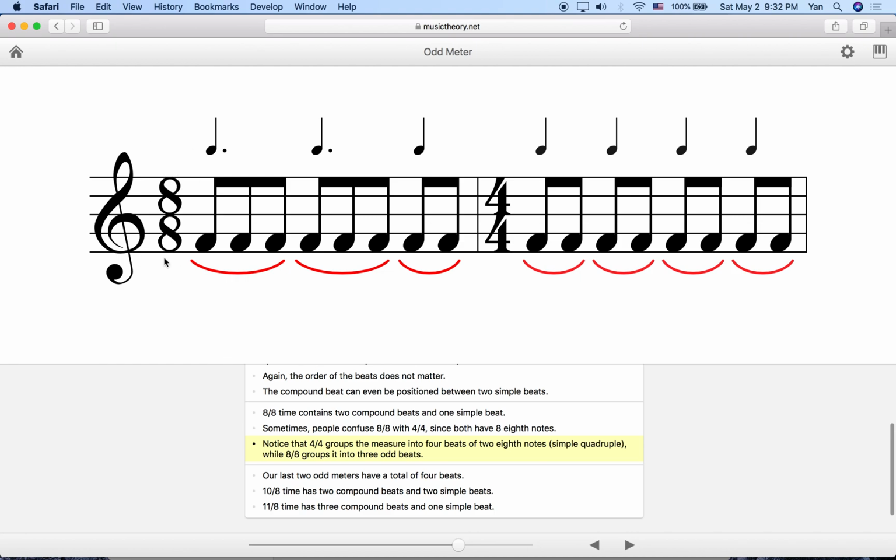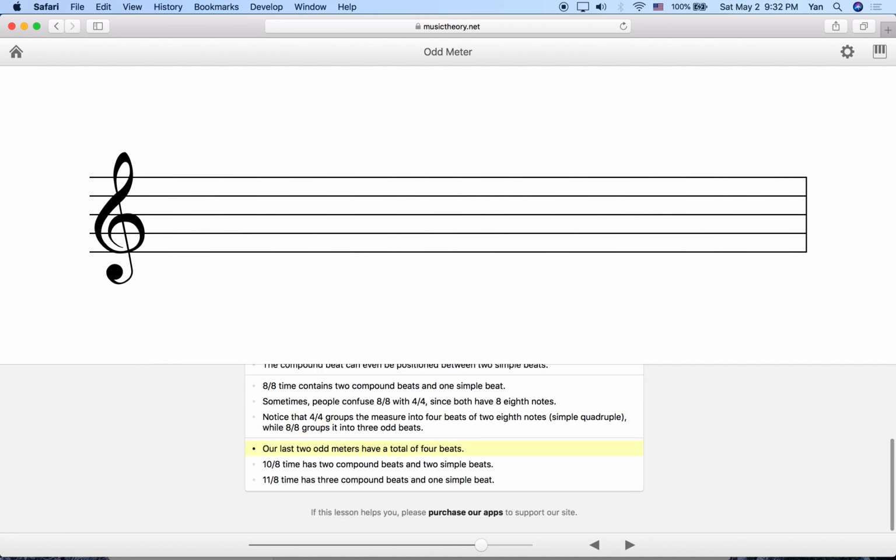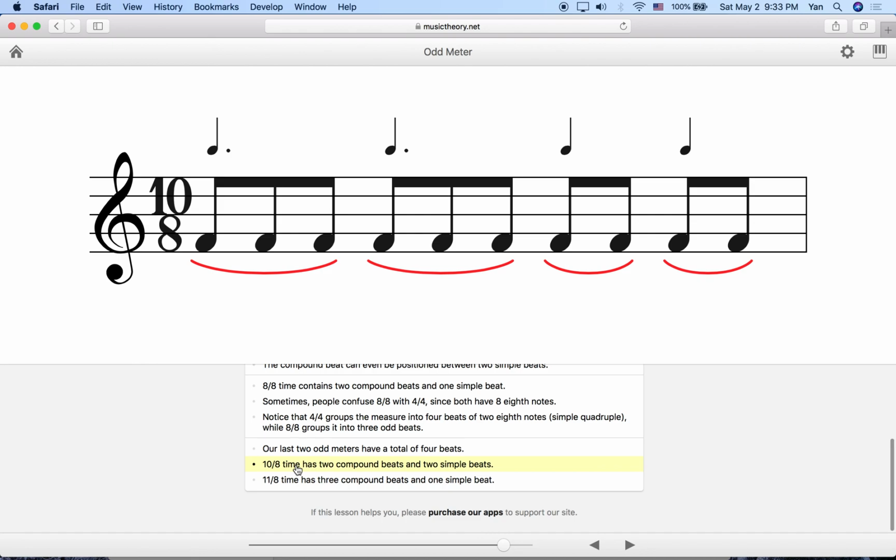So that's why we use 8/8. We use 8/8 with this odd meter or odd groupings, combinations between simple and compound meter. Okay, we're going to talk about two more odd meters that have 4 beats in total: 10/8 and 11/8.